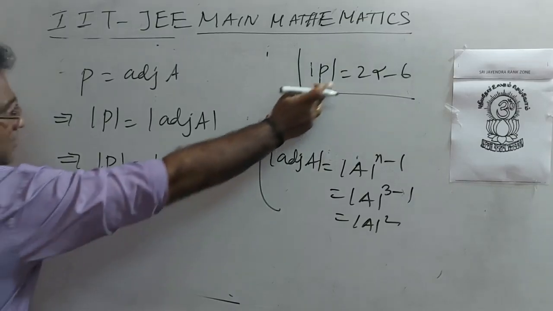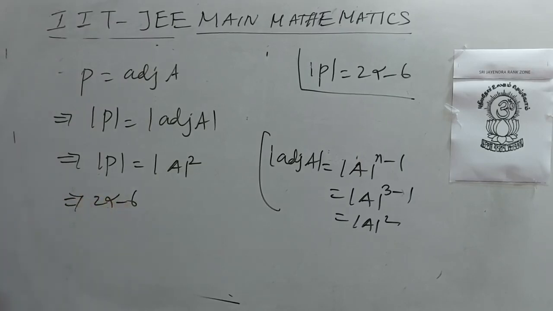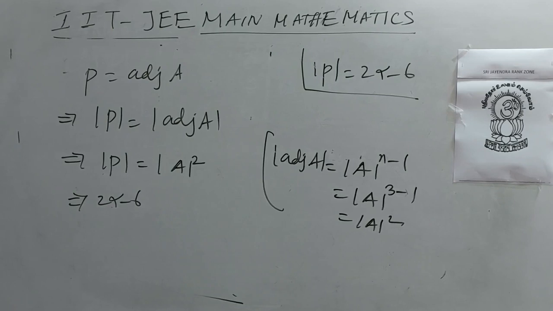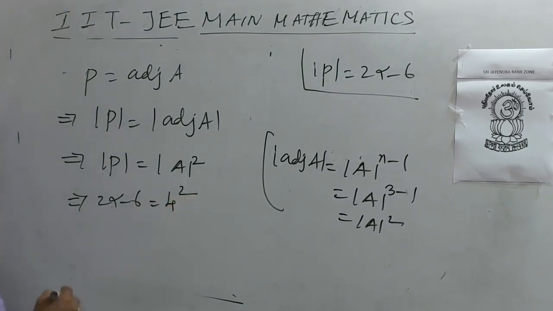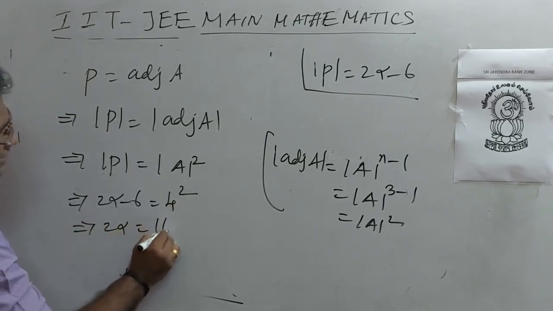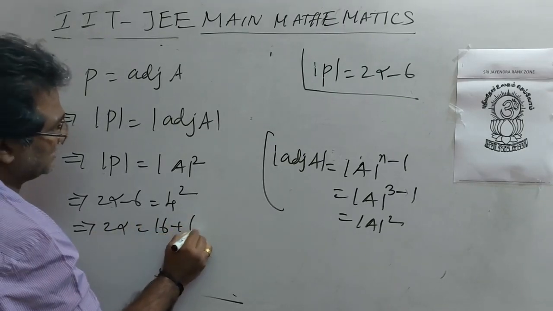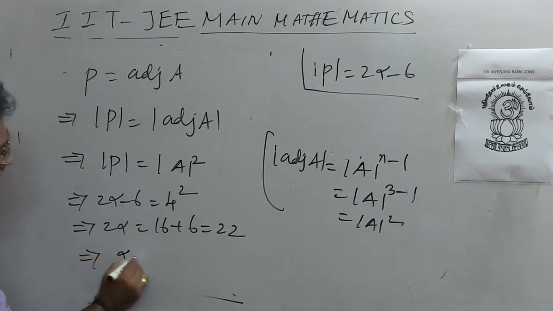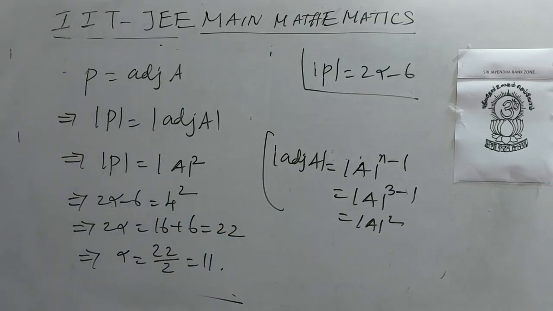This is equal to 2 alpha minus 6. Determinant A is given as 4, that is 4 squared. 2 alpha equal to 16 plus 6 equal to 22. Alpha equal to 22 by 2, that is 11.